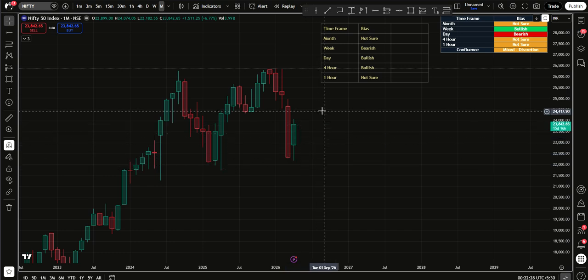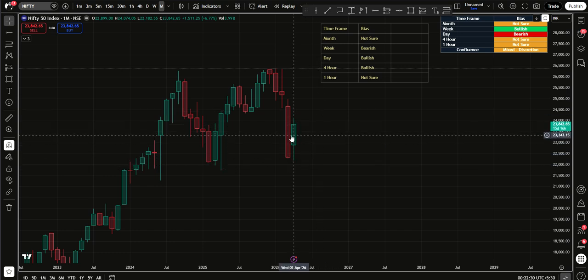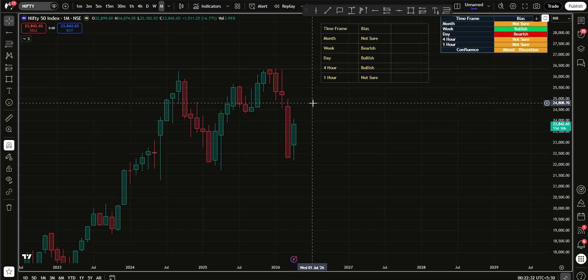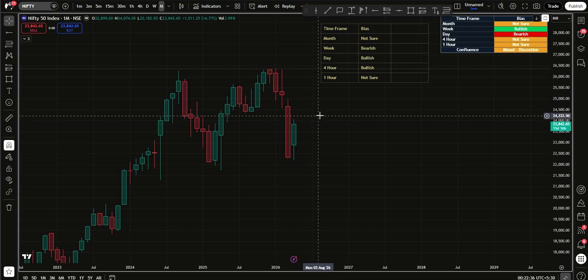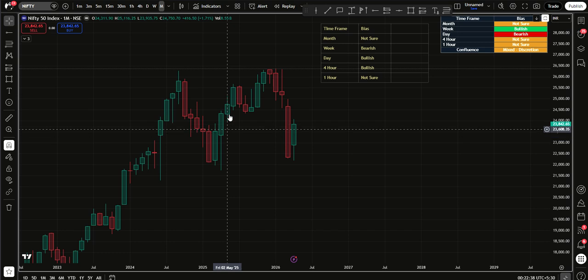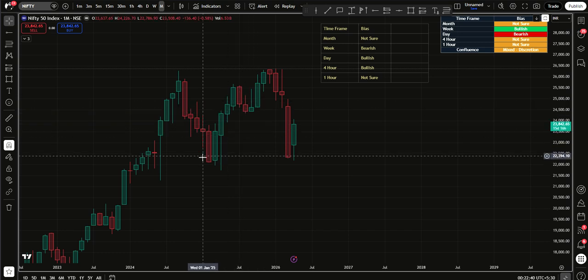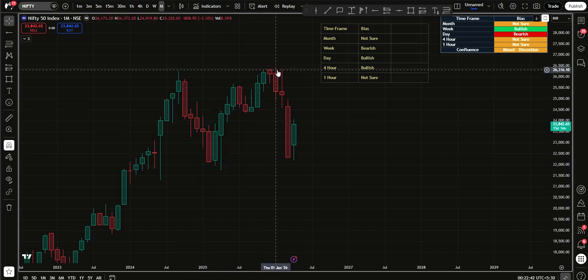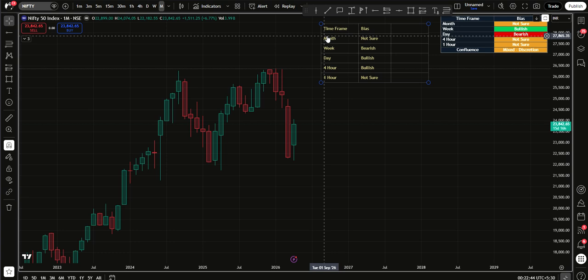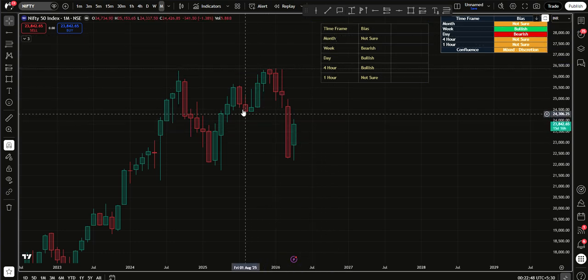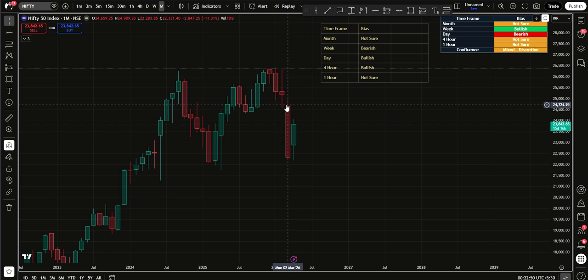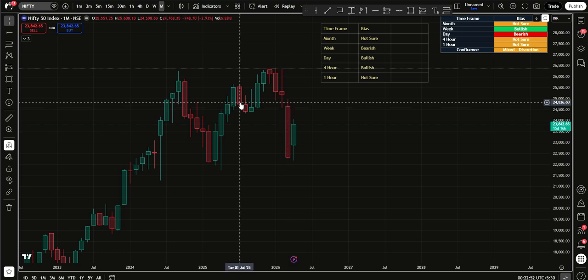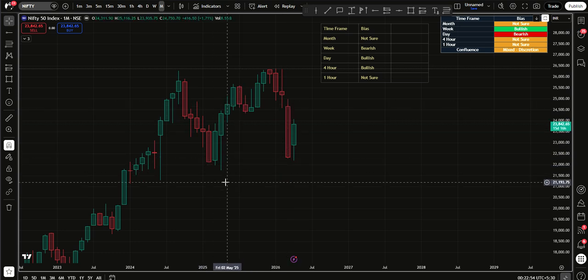On a monthly time frame, on Nifty, I do not have a bias. It is not sure. Why is it not sure? Because this high was a higher high, and therefore it was bullish. It should have gone this way, all the way up. But what happened is this was taken out by the March candle, and this area of bias was protected.